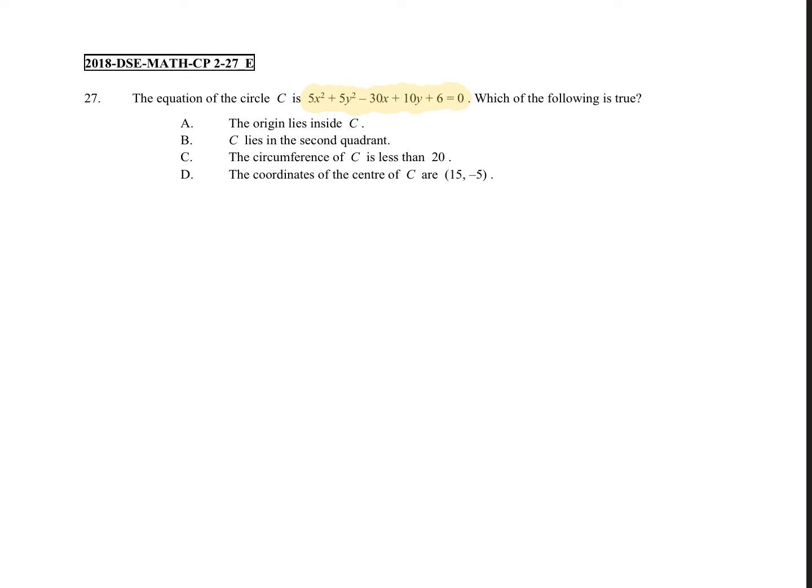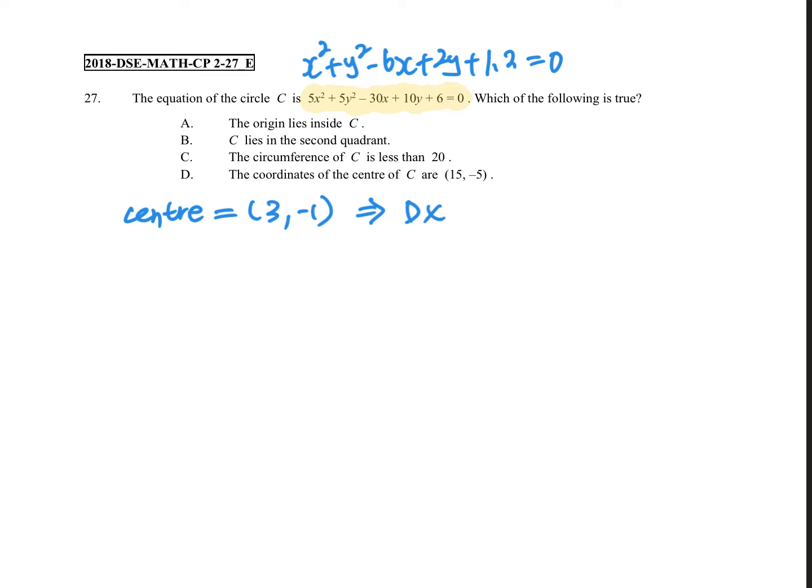So we will have x squared plus y squared, minus 6x plus 2y, plus 1.2 equals 0. Good. And then we need to find out the center. So the center would be (3, -1), based on the standard form. So negative 6 divided by negative 2, 2 divided by negative 2. So (3, -1). So that's why D will be incorrect.